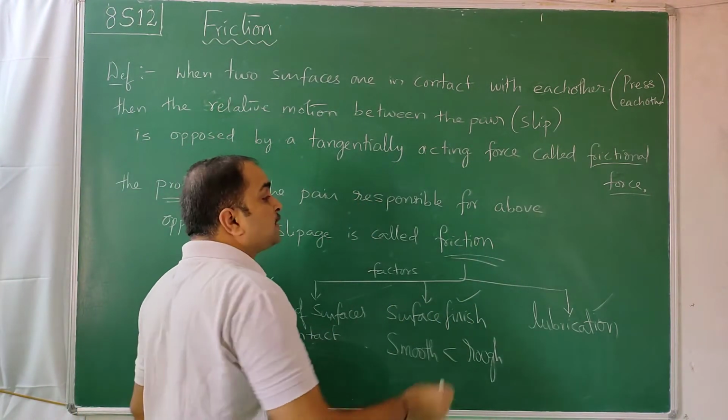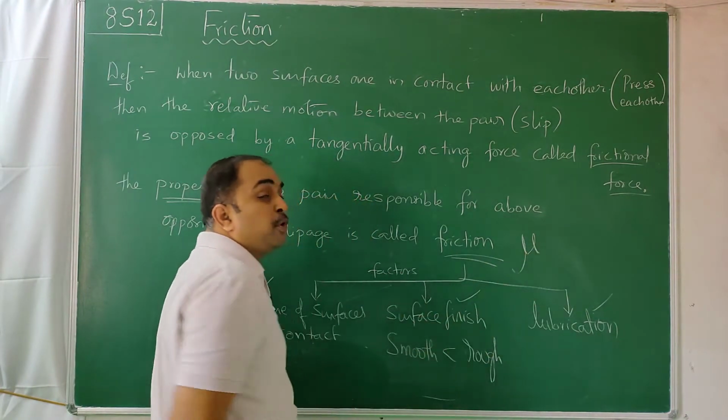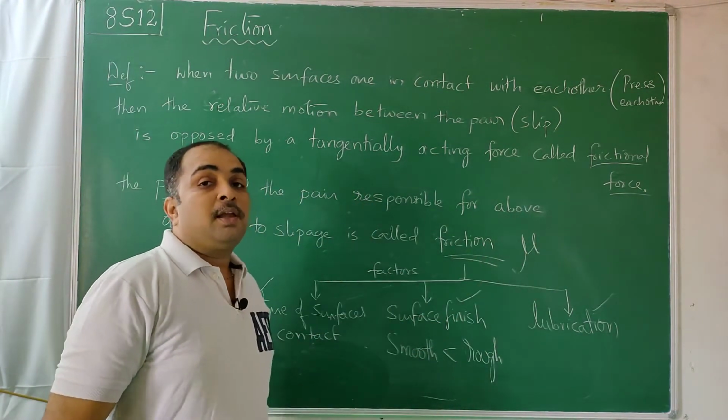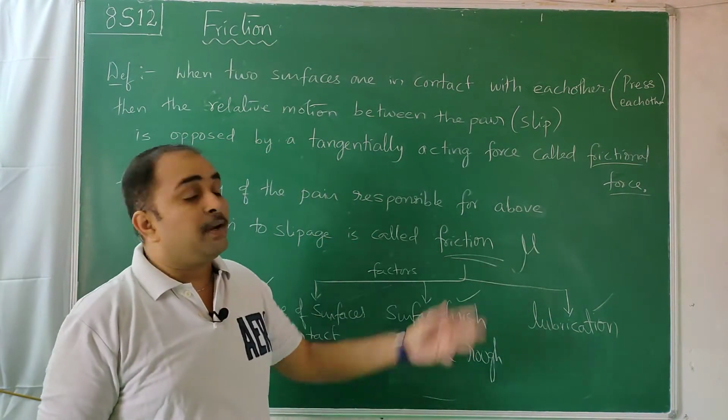In future, in higher classes, there is a topic called coefficient of friction. The symbol is mu. What is mu? A factor which takes care of all these things, and once that value is given in the examination, it will be very useful to you.